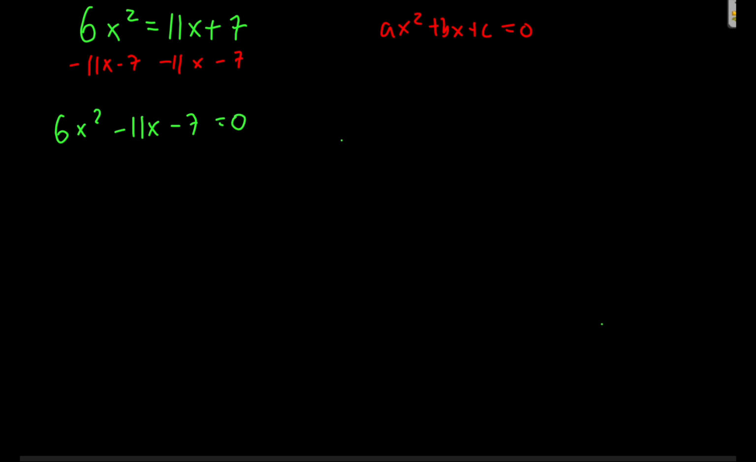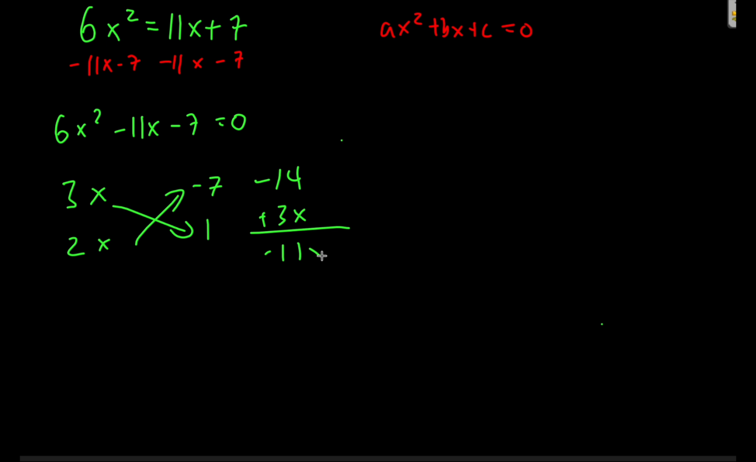Then again, I think about factors of 6x squared and factors of negative 7 that can combine and equal negative 11. And those factors are going to be 3x and 2x for 6x squared, and negative 7 and positive 1 for negative 7. Again, I cross my factors, and I'm going to get negative 14x and 3x. And once again, if I add them together, I get my b value. So these are my factors.